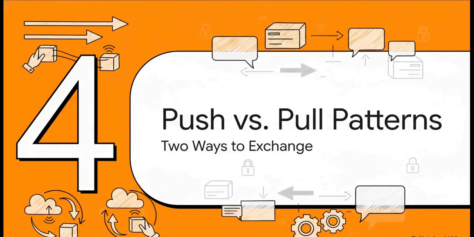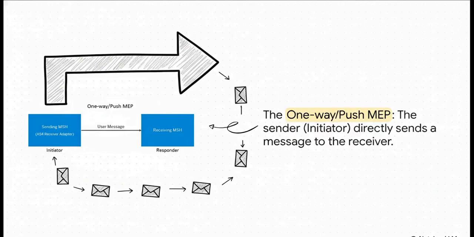All right, so now that we know who's sending and who's receiving, even if it's weird, let's look at how they communicate. There are two basic patterns for exchanging messages, and the one you pick has a pretty big impact on your whole setup. First up, we've got the push pattern, and it's exactly what it sounds like. The sending system, which we call the initiator, actively pushes the message out to its partner. You can think of it as a direct delivery. It's simple and it's immediate.